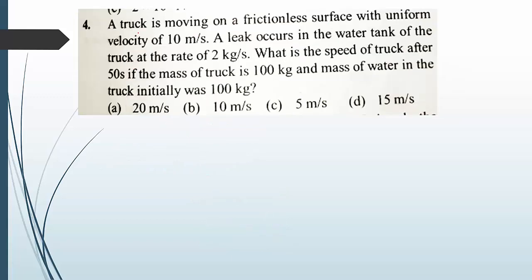Fourth question. A truck is moving on a frictionless surface with uniform velocity of 10 meter per second. A leak occurs in the water tank of the truck at the rate of 2 kg per second. What is the speed of the truck after 50 seconds if mass of the truck is 100 kg, mass of water in the truck initially was 100 kg.